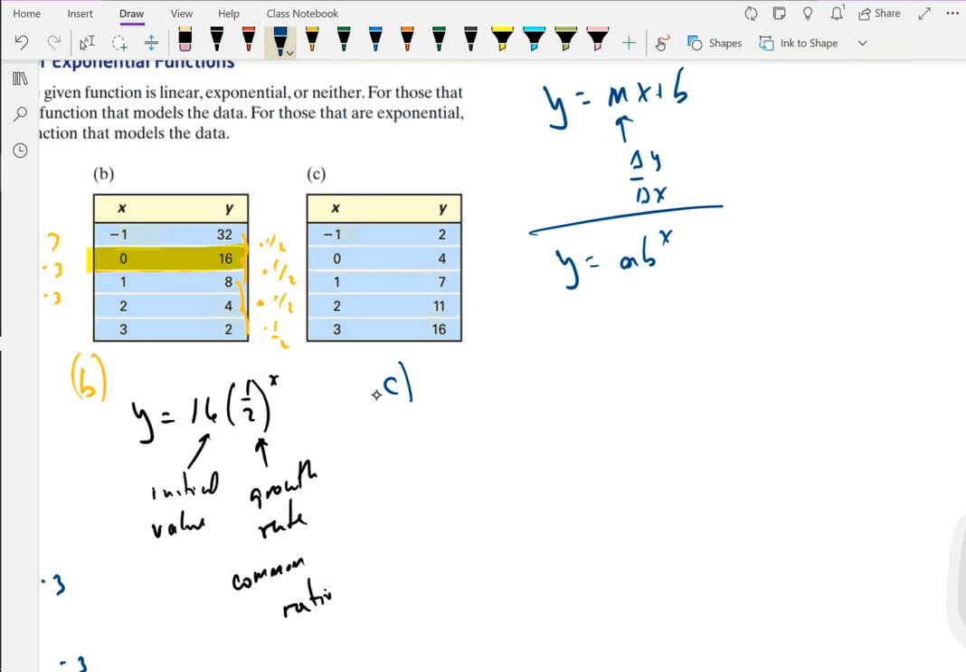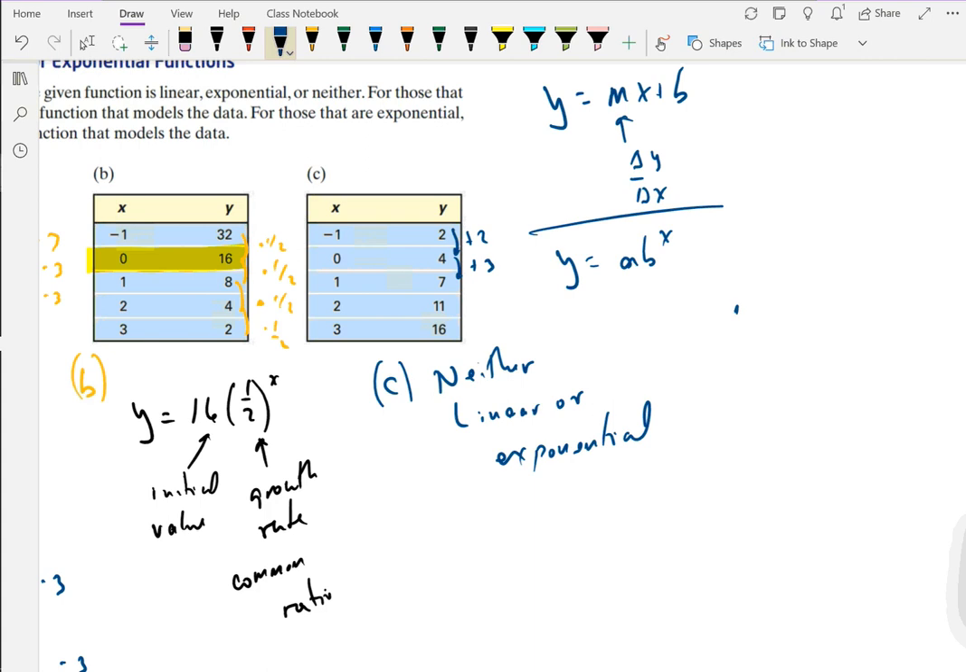As we take a look at letter C, if I just take a quick look here, if I'm taking a look at ratios, 2 to 4, I multiply by 2, 4 to 7, I'm not multiplying by 2 again, so this is not going to be exponential. Let's see if we're changing some other way. So 2 to 4, I can say I added 2, 4 to 7, we added 3, so that's not going to be linear either. So in this case, that one's neither linear or exponential.